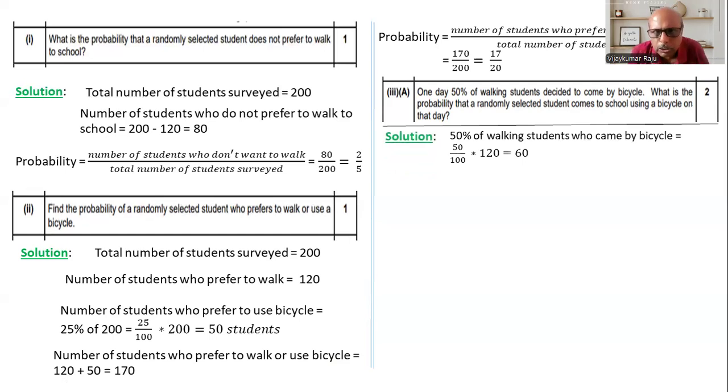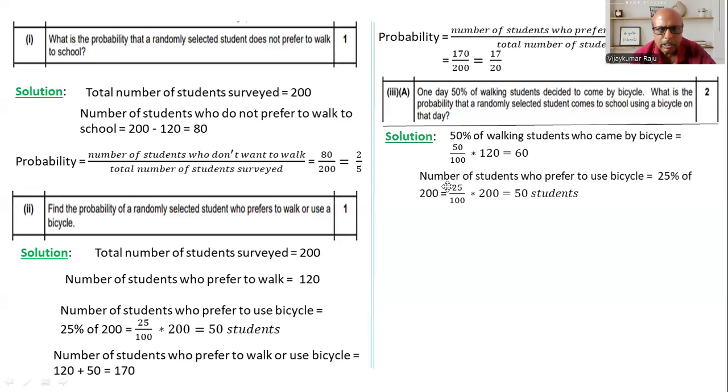50% of walking students who come by bicycle is 50 upon 100 into 120, that is 60 students. So 60 students are coming now. Those 60 students who used to come by walk are today coming by bicycle. Number of students who prefer to use bicycle is 25% of 200, that is 25 by 100 into 200 is 50 students. So 50 students are actually coming by bicycle.